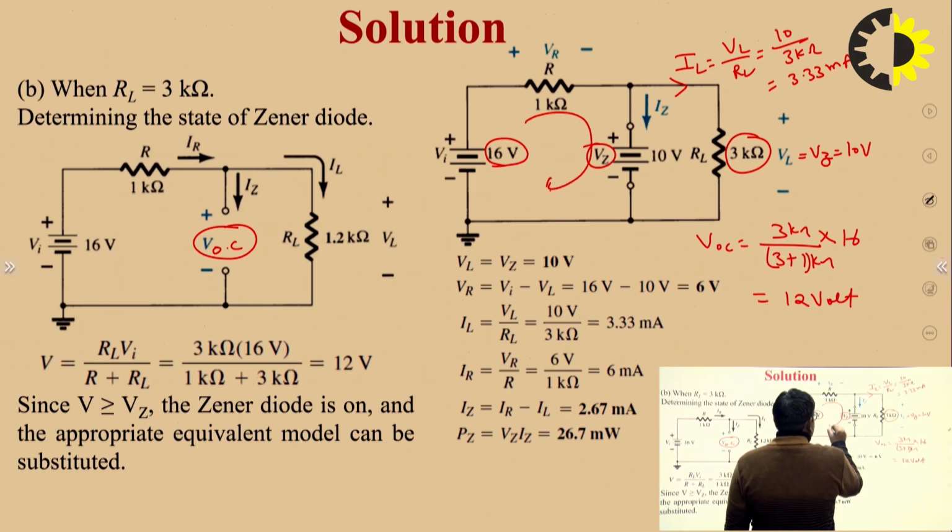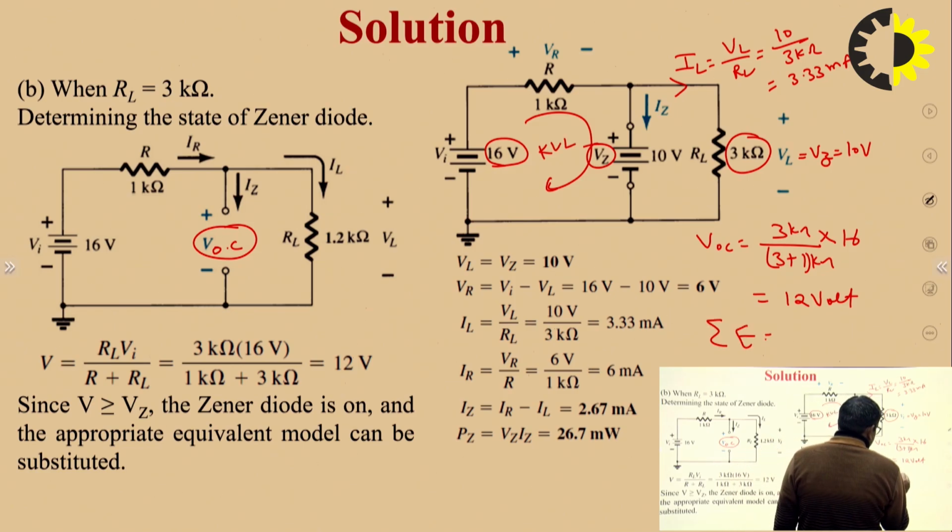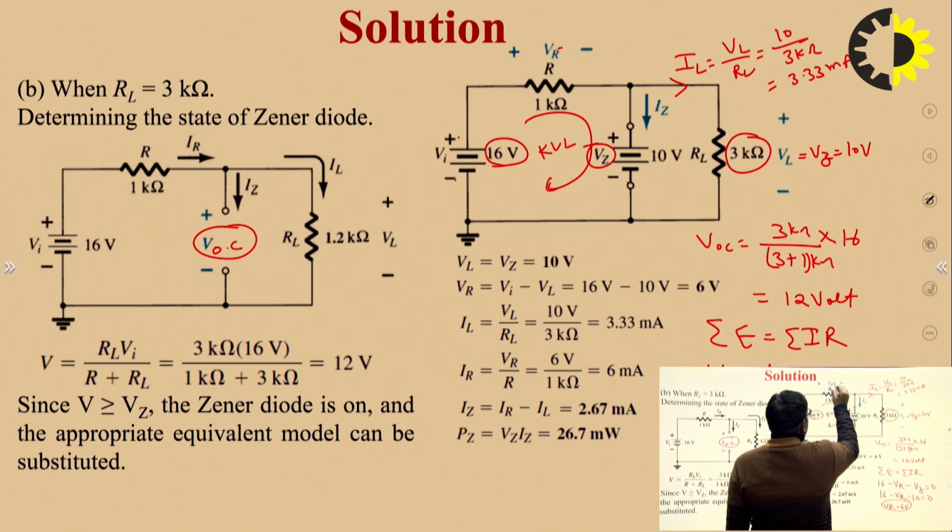If we apply a KVL here, summation E is equal to summation IR. So summation E is 16 volt, minus the IR resistance loss, because this is VR, and this is the VZ voltage, which is equal to 0. So 16 minus VR minus VZ, and VZ is 10 volt. So what is the VR potential? VR potential is equal to 6 volt. So we easily calculate the VR value, which is 6 volt.